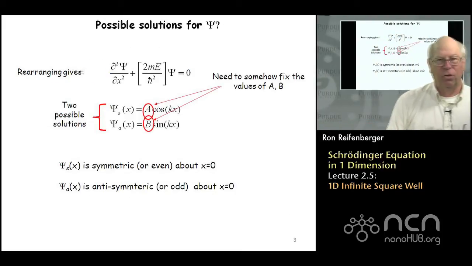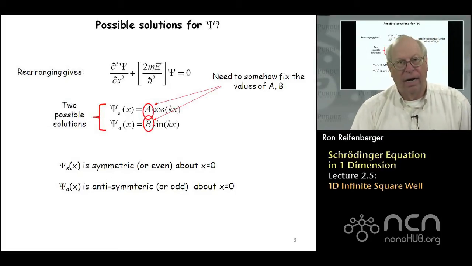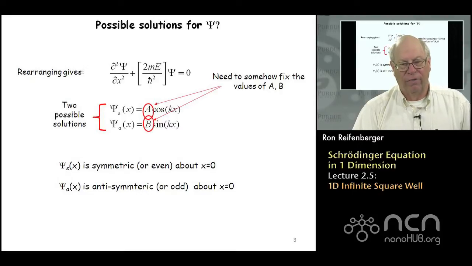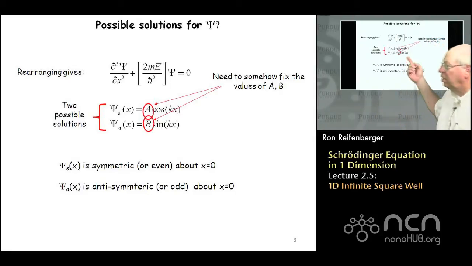What are the possible solutions for psi? Well, there's many ways to go about this. I find it easiest to say here is a possible solution. Then I leave it up to you to put that possible solution into Schrödinger's equation and actually show whether it can in fact solve the particular form of Schrödinger's equation for this infinite square well. So the 2 possible solutions that we're going to investigate are the sine and cosine solutions.